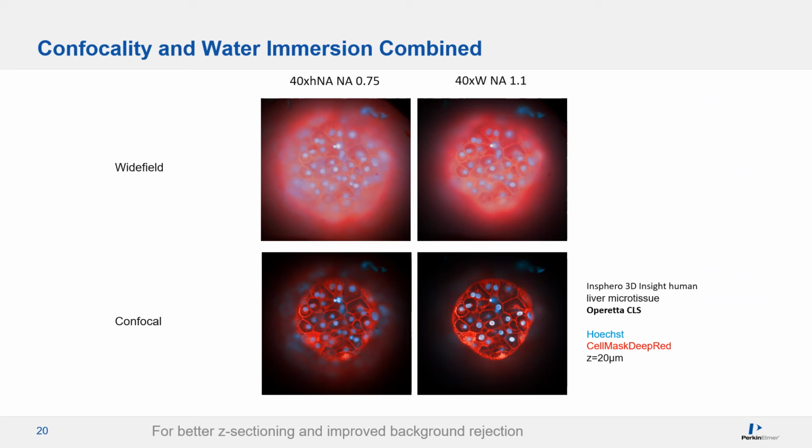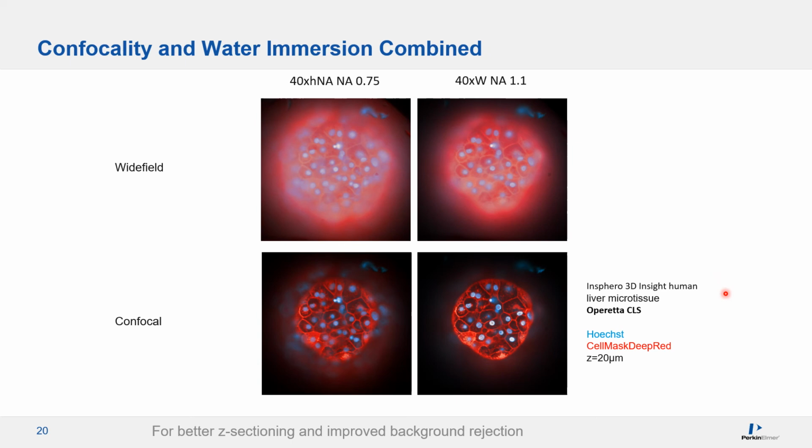Next, we would like to demonstrate the benefit of using confocal imaging together with the water immersion objective when we are handling complex samples such as 3D microtissue. So shown here are some examples of images of the same liver microtissue stained with CellMask Red and Hoechst, and was acquired with either an air objective or water immersion objective in wide field imaging on the top panel. So clearly you can see that there's a lot of signal scattering across the samples resulting in a blurry image, and we could not visualize how this actual sample looks.